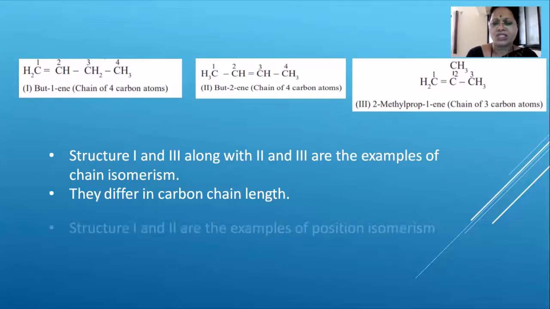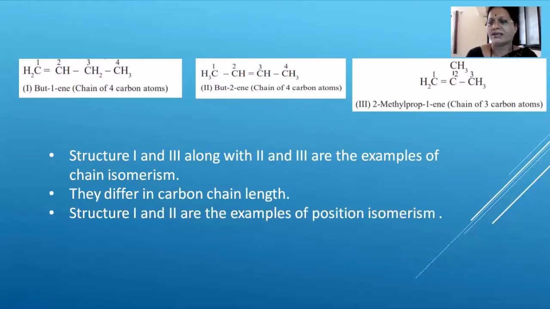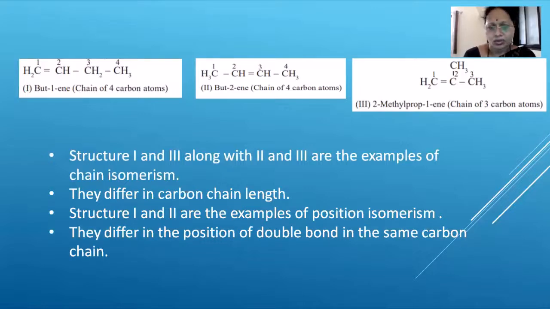Okay, structure first and second are examples of position isomerism. See here, in the first structure the formula is but-1-ene, the double bond is present between the first and second carbon, and in the second structure it is present between the second and third carbon. Okay, so these two are position isomers. They differ only in the position of the carbon-carbon double bond in the same carbon chain.